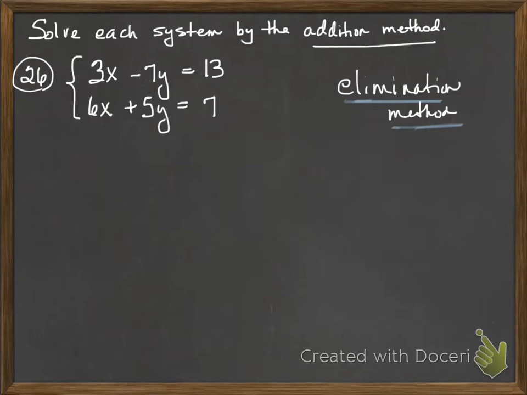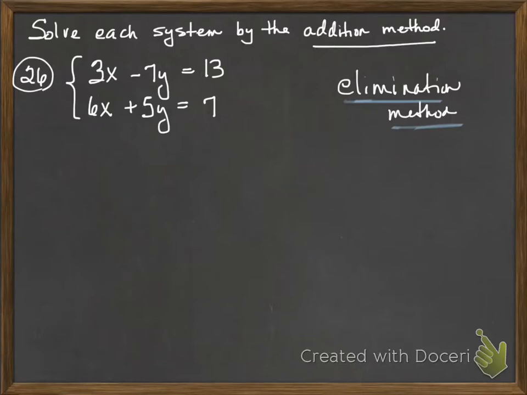So what you're going to do is you're going to look at your x's. So we have a positive 3x and a positive 6x. So if we added 3x and 6x, we would get 9x. So the goal is to be able to add 3x and 6x, and those terms cancel. So if we could turn the 3x into a negative 6x, then the negative 6x and the positive 6x, when we add those together, would cancel out. That's really why the elimination method is probably a better name.